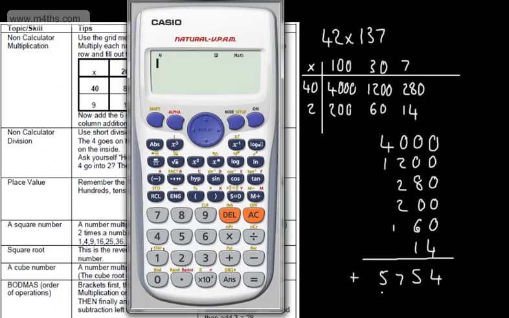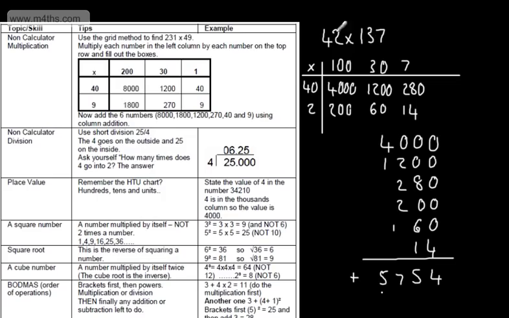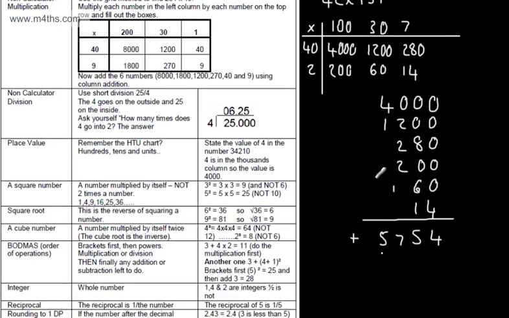Just grab a calculator out and just check. So 42 times 137 will give us now the answer that we want of 5,754. Okay, so that's an example. That's now just 2-digit by 3-digit.